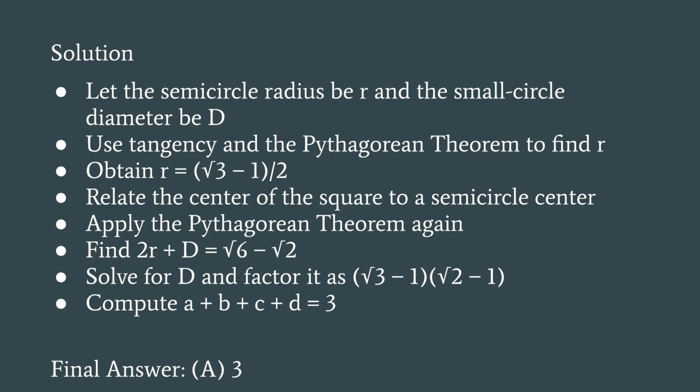Substituting the value of r, we get d equals root 6 minus root 2 minus root 3 minus 1. Rearranging gives d equals root 6 minus root 2 minus root 3 plus 1. This factors as root 3 minus 1 times root 2 minus 1. Therefore, a equals 3, b equals negative 1, c equals 2, and d equals negative 1. Adding them together gives 3 minus 1 plus 2 minus 1 equals 3. So the final answer is choice A, 3.